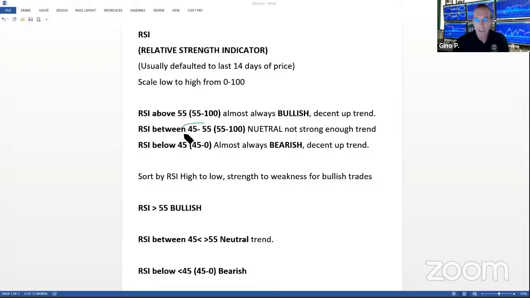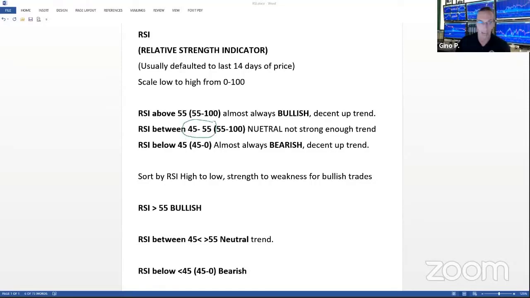No, 45 to 55, that's considered neutral, not enough trend, bullish or bearish. It's just kind of boring. It hasn't made up its decision. After looking at hundreds of thousands of charts, your best, strongest trending stocks will hold a 55 RSI and up. They'll stay in that overbought RSI for a long time. The ones you want to look at are the ones that are above their 20-day moving average and holding that 55 and up. They're not touching the 45.